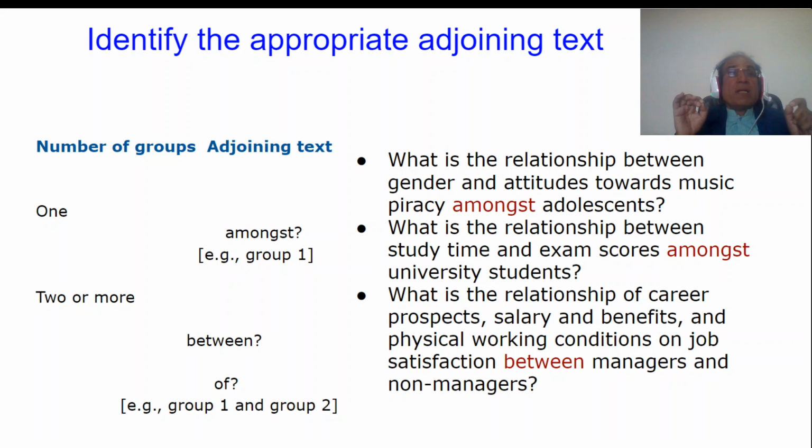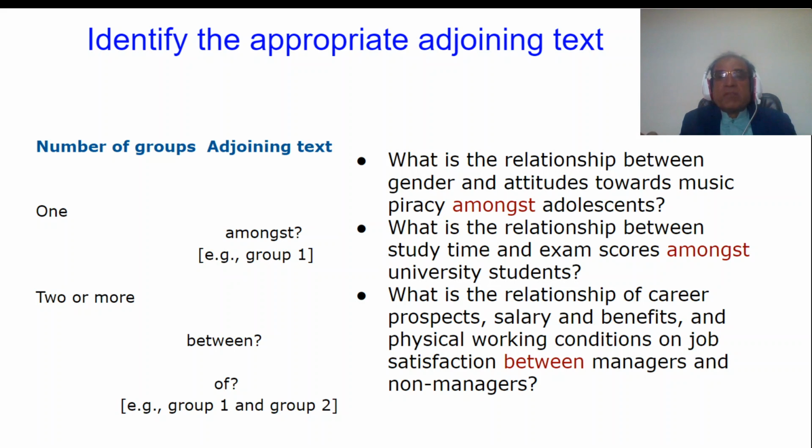Next, identify the appropriate adjoining text. Name of group, adjoining text. So it is "among" for one group, or "between" for two or more, group 1 and group 2. You can understand with this example: what is the relationship between gender and attitude toward music privacy among US adolescents? So "among" is the adjoining word.